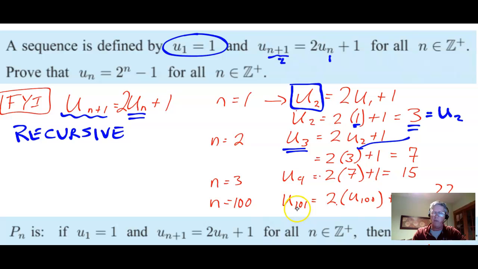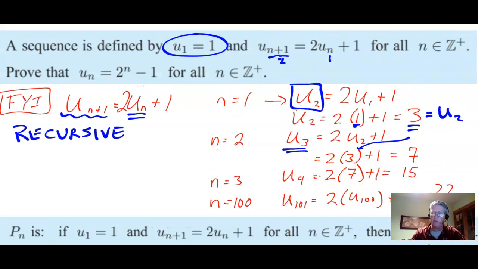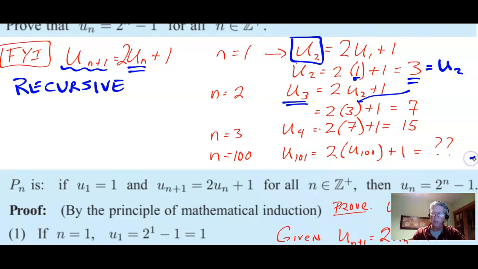I'm good. I want to find the 101st term. So I do 2 times the 100th term. Oh man, what? So do you see the problem with the recursive formula is you really need to know the term right before it. So this is a bummer. I got to do a lot of work to get to the 100th term so I can get to the 101st term.